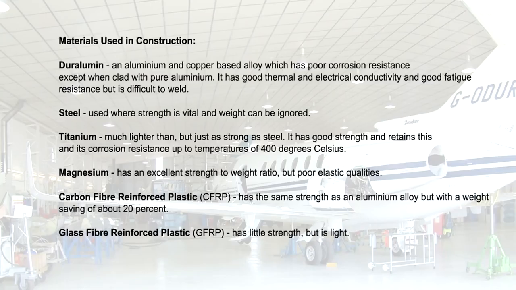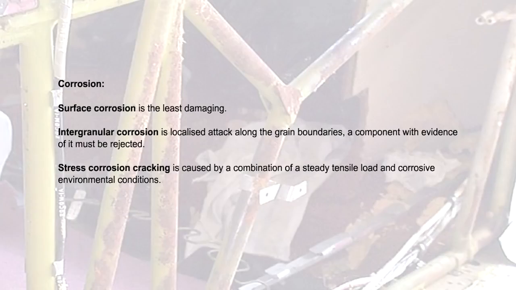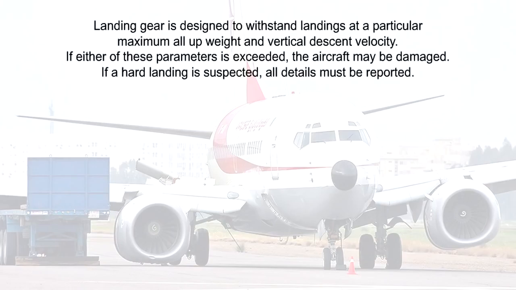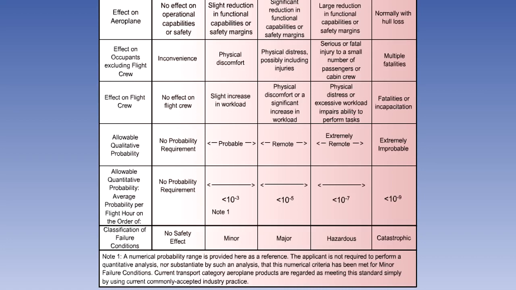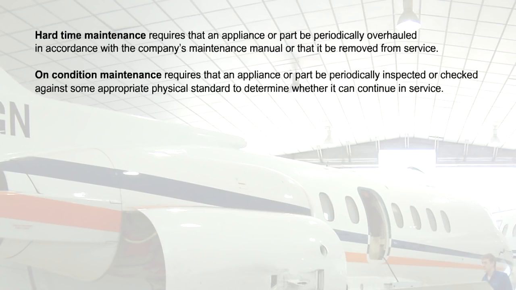That ends this lesson. You should now be familiar with the various materials used in aircraft construction and the advantages and disadvantages of each material. You should know the causes and effects of corrosion. You should understand the effects of a hard landing. And you should have a good knowledge of what constitutes a fail-safe aircraft design. Finally, you should understand the difference between hard-time and on-condition maintenance.